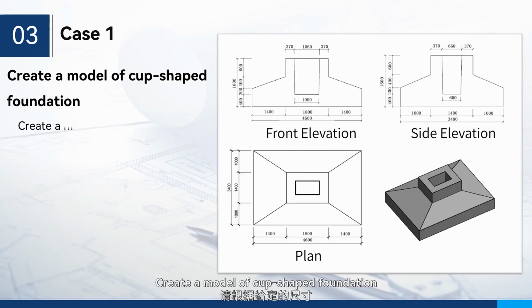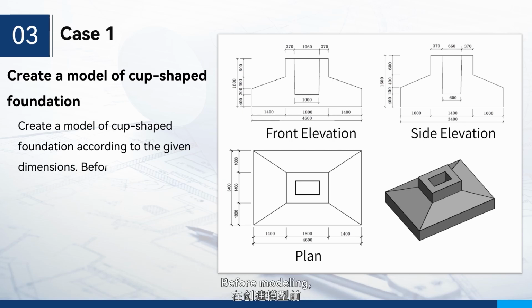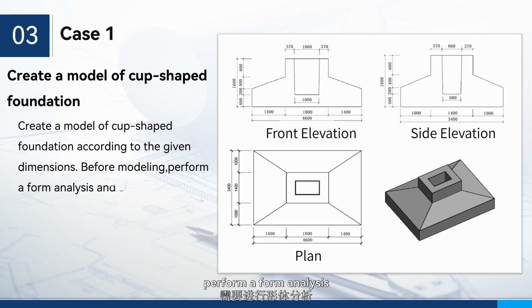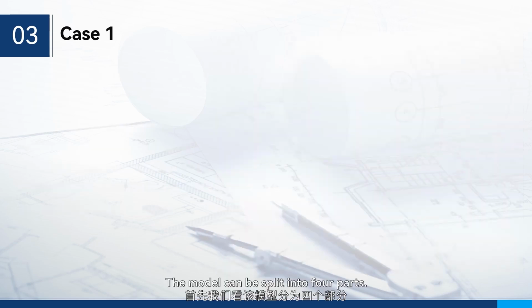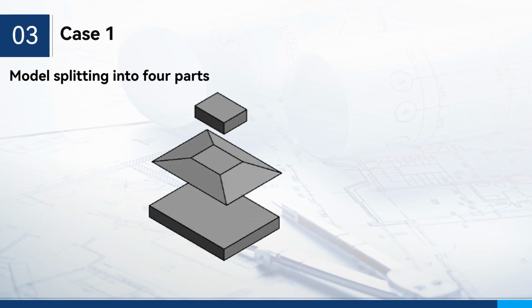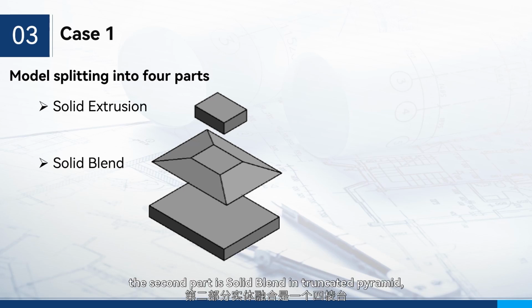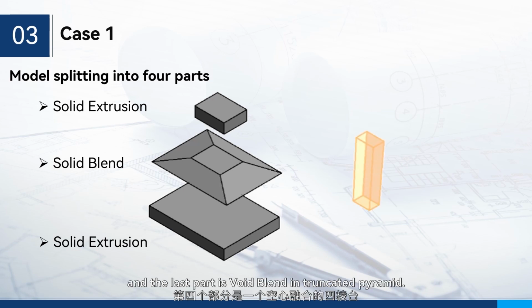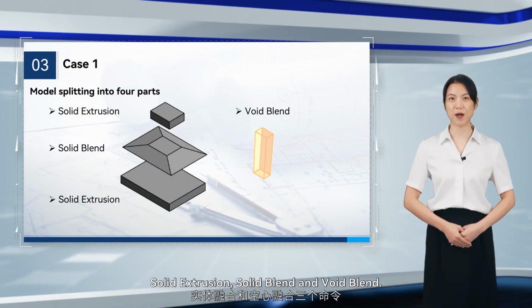Task requirements: create a model of cup-shaped foundation according to the given dimensions. Before modeling, perform a form analysis and select appropriate commands for different forms. The model can be split into 4 parts. The first part is solid extrusion in cuboid, the second part is solid blend in truncated pyramid, the third part is solid extrusion in cuboid, and the last part is void blend in truncated pyramid. 3 commands will be used for the model: solid extrusion, solid blend, and void blend.